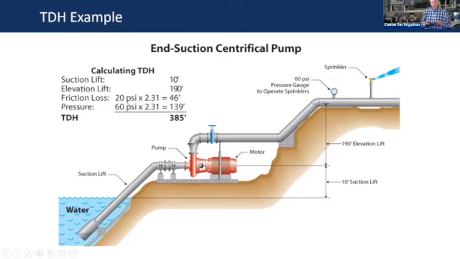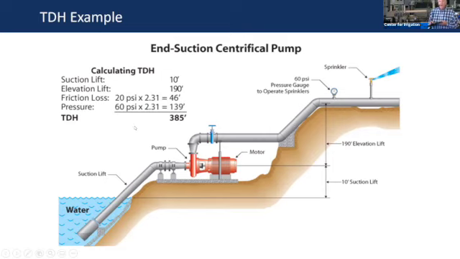Well, to convert that, we use that constant I just showed you, 2.31. 20 times 2.31 equals 46.2 exactly, but 46 being close enough for our measurement. And then let's say once we get to that point for the sprinklers, we need 60 pounds of pressure to run the system. Well, to pressure maintenance, then we need 60 times 2.31 would be 139 feet. Then you add all those together, 10 foot of suction lift, 190 foot of elevation lift, 46 feet of friction losses, 139 feet of pressure maintenance.